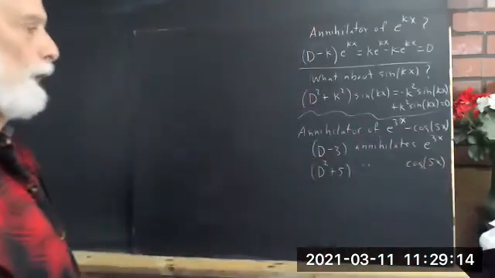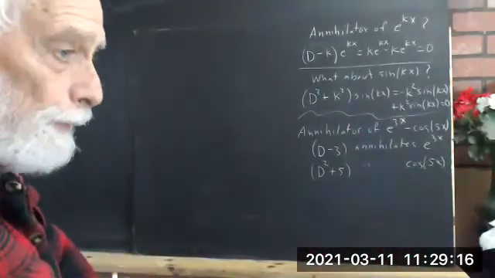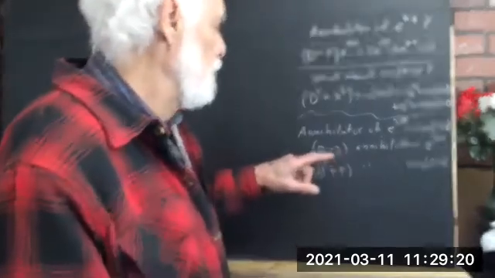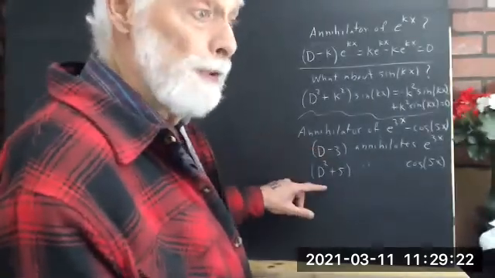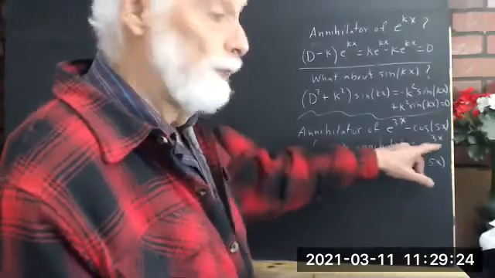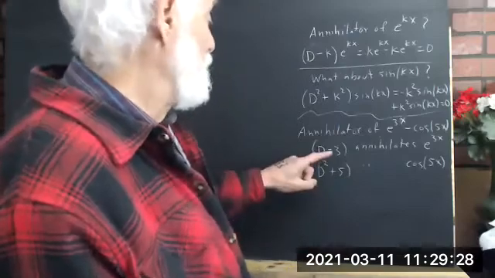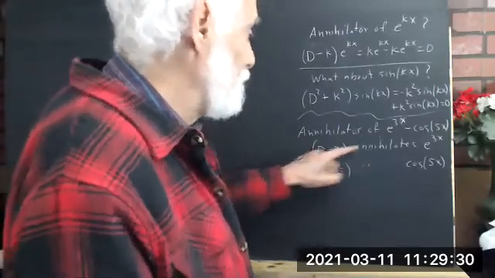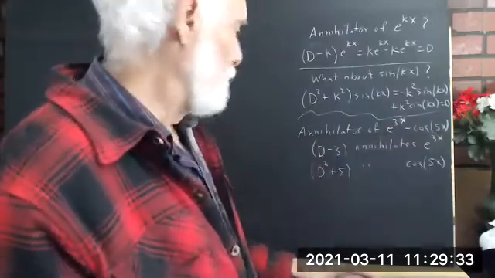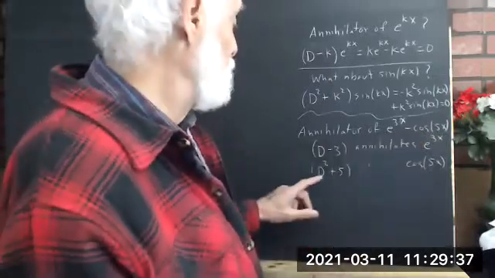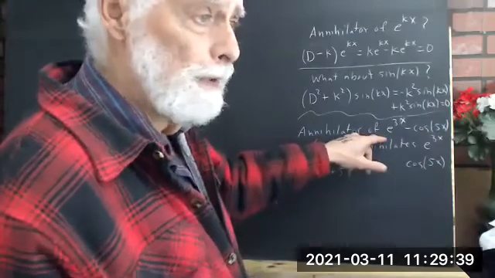D squared plus 25 annihilates cosine of 5x. Well, you might think that then d minus 3 plus d squared plus 25 annihilates the whole thing. But that doesn't work because then you'd have to apply d minus 3 to the cosine of 5x. And d minus 3 does not annihilate cosine of 5x, nor does d squared plus 25 annihilate e to the 3x.